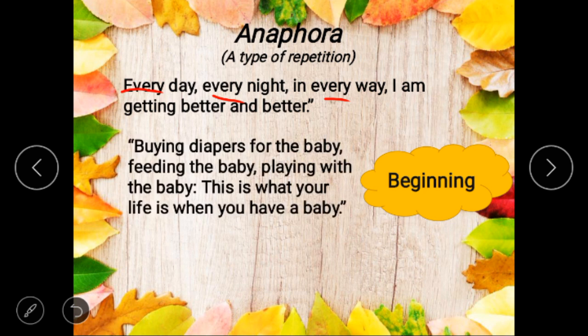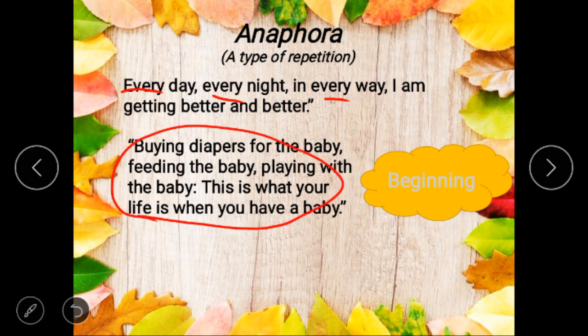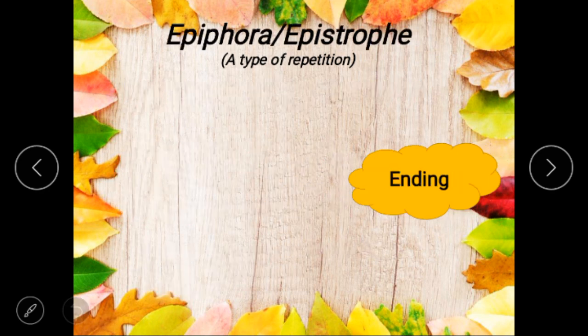The next example: buying diapers for the baby, feeding the baby, playing with the baby. This is what your life is when you have a baby. Now this is actually a wrong example of anaphora, and I've just placed it so that I can explain why it cannot be used. The baby, the baby, the baby, all this is at the end. That's why we do not call it anaphora. Let's look at another example.